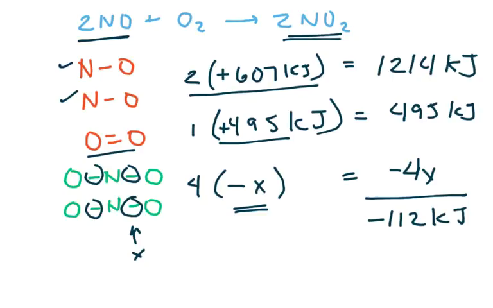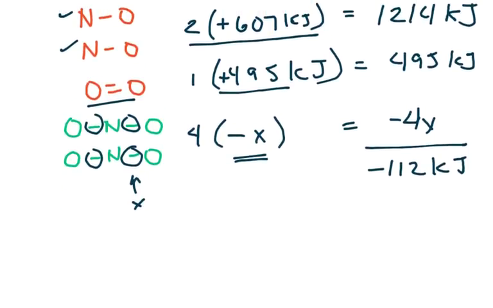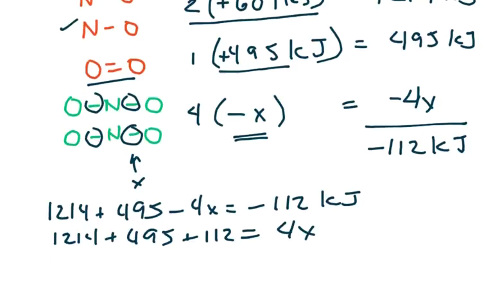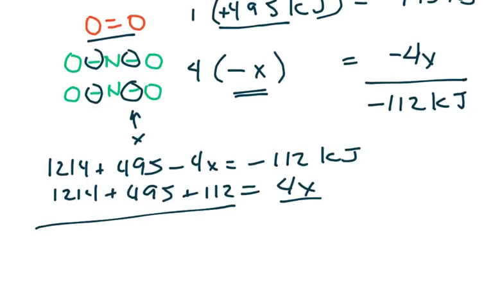Now let's put that together. So 1214 plus 495 minus 4x is equal to negative 112. That's all kilojoules. Let's solve for x. So let's get x by itself. So we're going to say that 1214 plus 495, I'm going to add 112 to both sides. And I'm going to add 4x to both sides. So it moves my x over here. And all I have to do is divide both sides by 4.